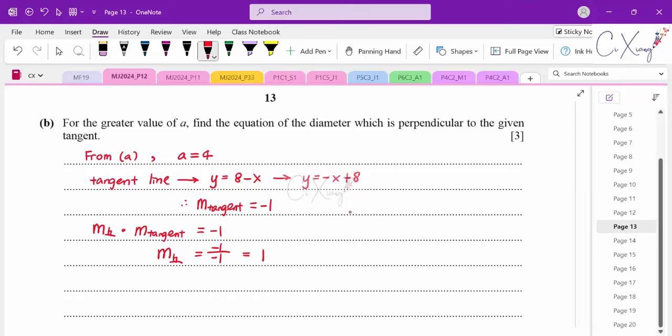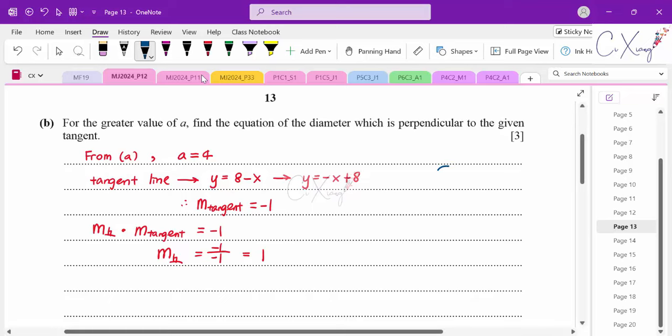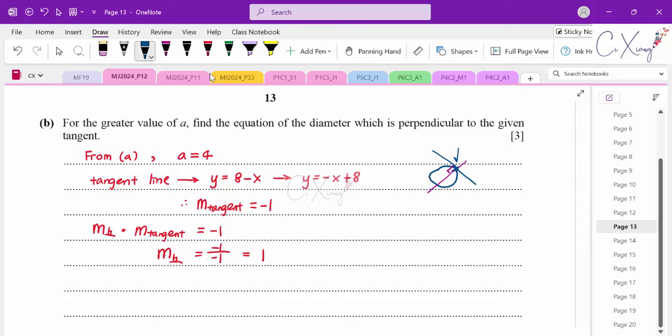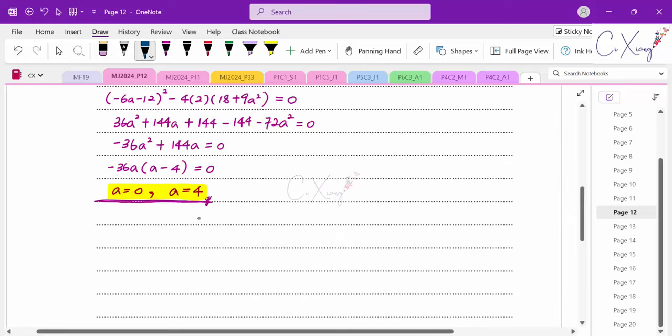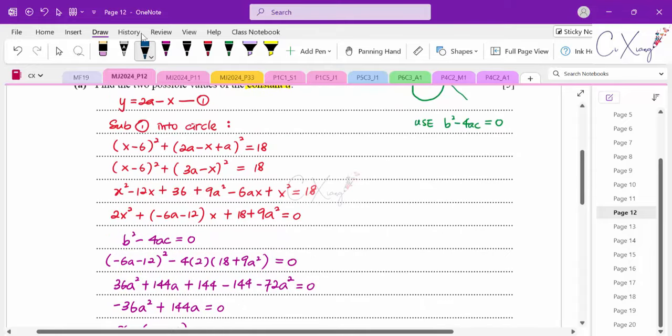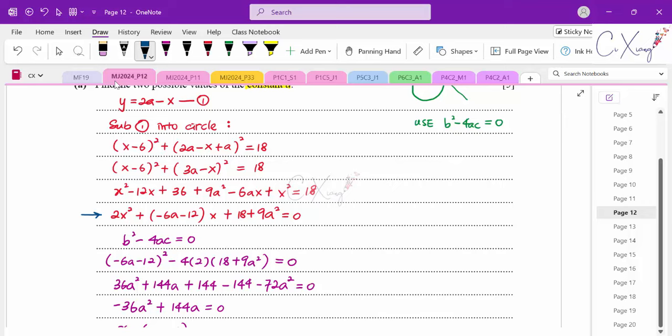Now I want to know the passing point. Like what I told you just now, we have a circle, and then we have a line, the tangent. I want to form the perpendicular line, which is this one, at 90 degrees. I want to know what this particular point here is. How can I get it? Again, you go back to our first part and look for this equation. If I have a equals 4, then for this equation I can solve for x, and that will be the point where the tangent touches the circle.